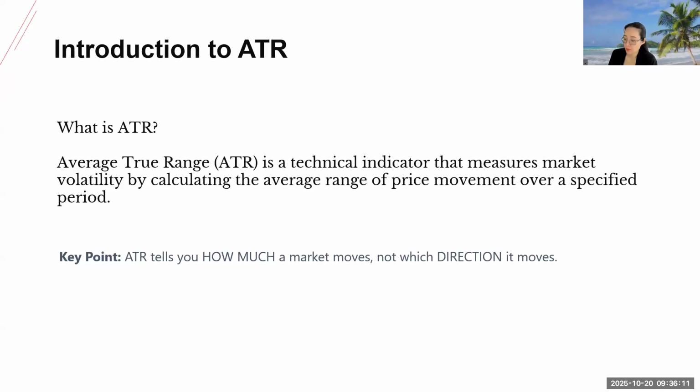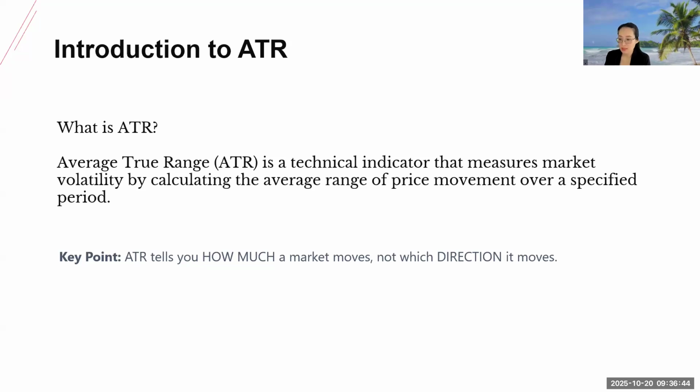I believe some of you may or may not have heard about it. ATR stands for average true range. It is a technical indicator that measures market volatility by calculating the average of the price movement over a specific period. If you trade on the daily time frame, you can look at the ATR on D1. If you are a day trader, you can look at H1 and H4 as well.